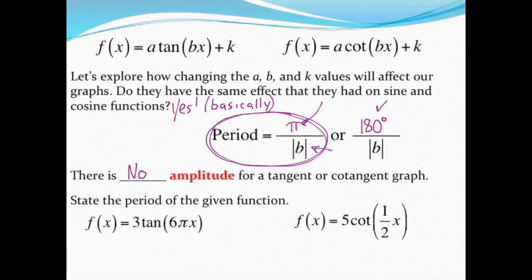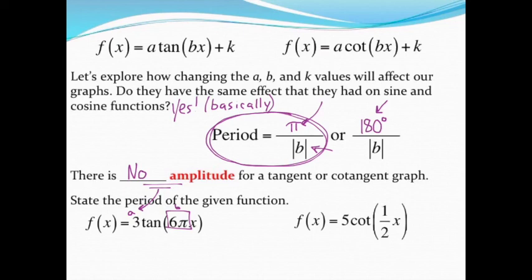You can also do 180 divided by b if you're working with degrees, but we are never going to be working with degrees. Okay, so let's go ahead and take a look at the period of these two functions down below. So we still have an a value and we have a b value, that's the coefficient of x. Now the a value, I guess we'll note this right now, it's not going to be the amplitude.